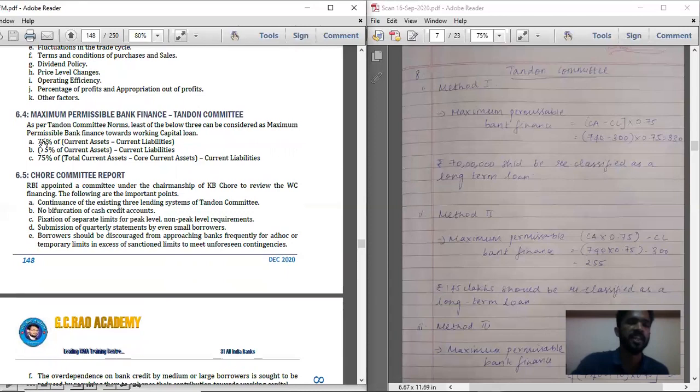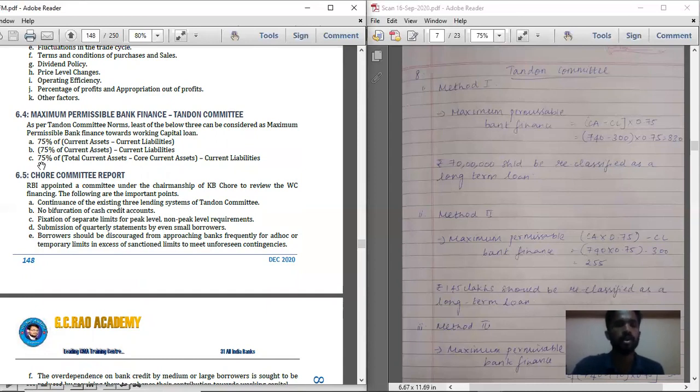Method 1: 75% of current assets minus current liabilities. You should just calculate current assets minus current liabilities, and take 75% of that. Method 2: 75% of current assets minus current liabilities. You should calculate 75% of current assets, and from that reduce current liabilities. And method 3 is 75% of total current assets minus core current assets.